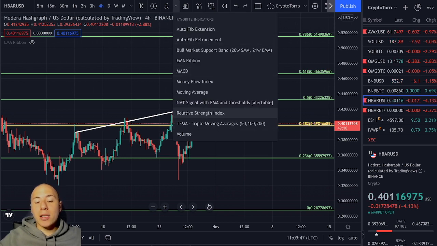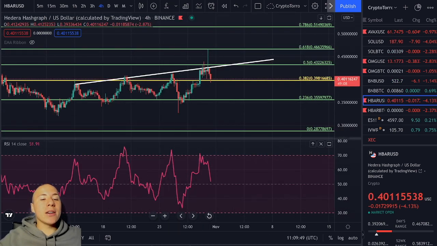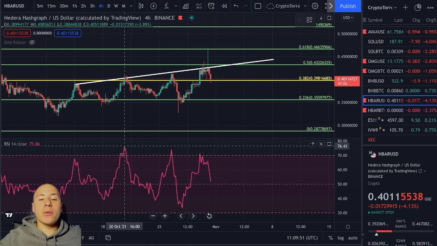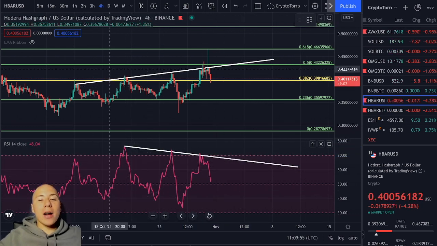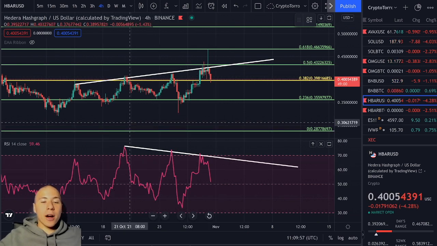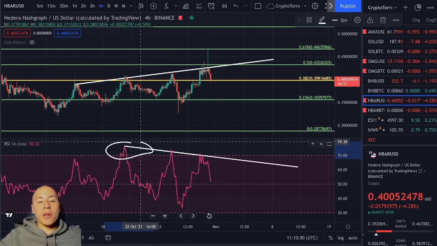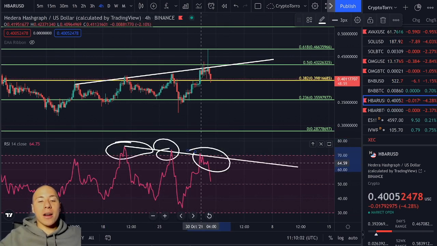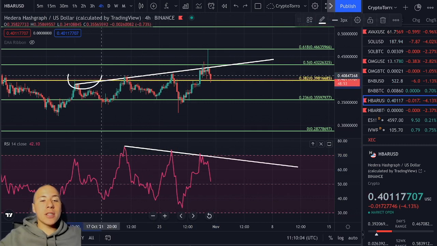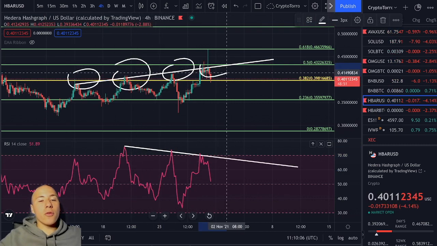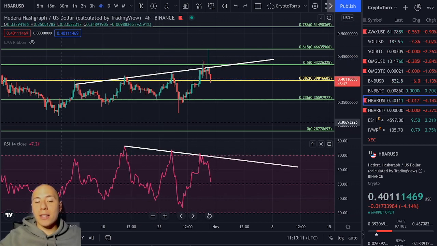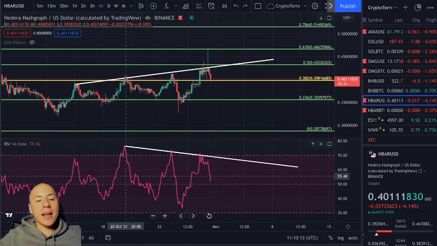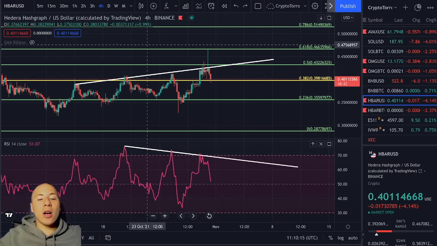If we take a look at the RSI, clearly what we have seen here is a rather different trend. We have been creating lower highs on the RSI, higher highs on the chart. Therefore, on the 4-hourly time frame, this is a confirmed bearish divergence on Hedera. So this is something you would like to take into consideration, that we have been creating higher highs on the chart and lower highs on the RSI, therefore creating a bearish divergence. So this is on the 4-hourly.